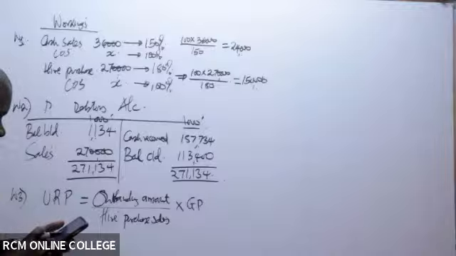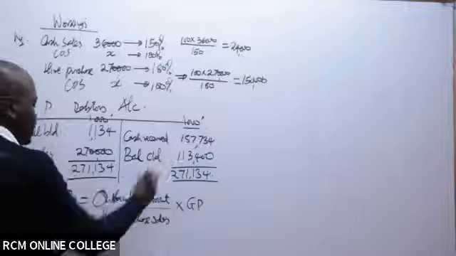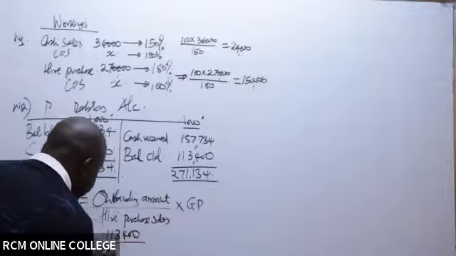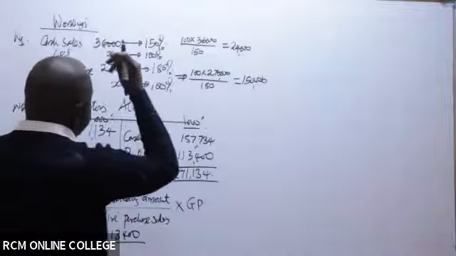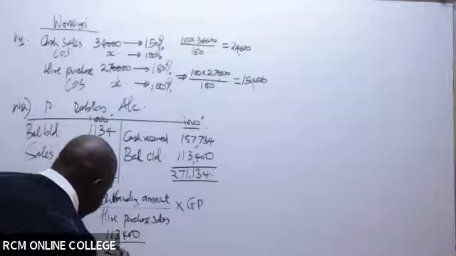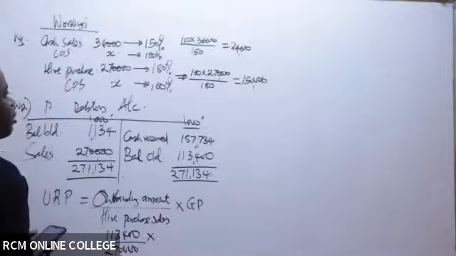The amount outstanding by the end of the year is 113,400. So let us put this amount outstanding: 113,400. You divide by the hire purchase sales, which are here, 270,000. You multiply by the gross profit. So how do you get the gross profit?